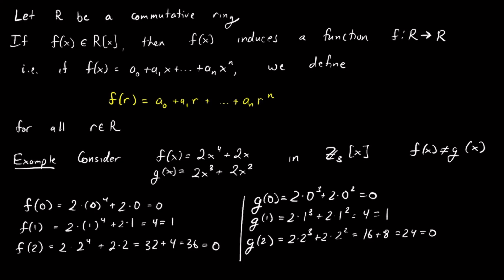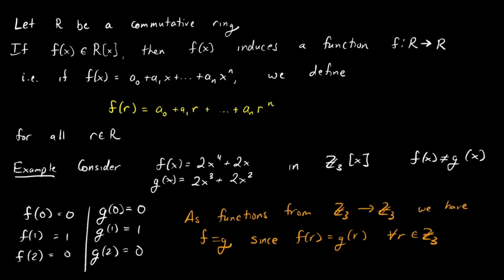And so the observation to make is that these induce the same function even though they are distinct polynomials, right? So the idea is that the function you create from two distinct polynomials might be the same function, right? Both of these map 0 to 0, 1 to 1, and 2 to 0. So these are the same function.